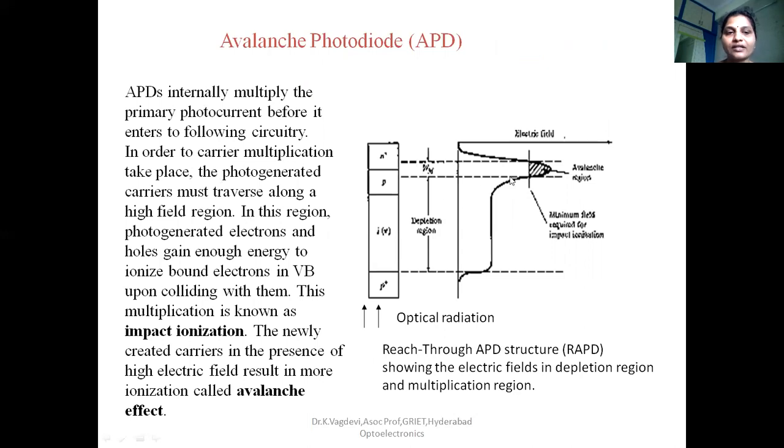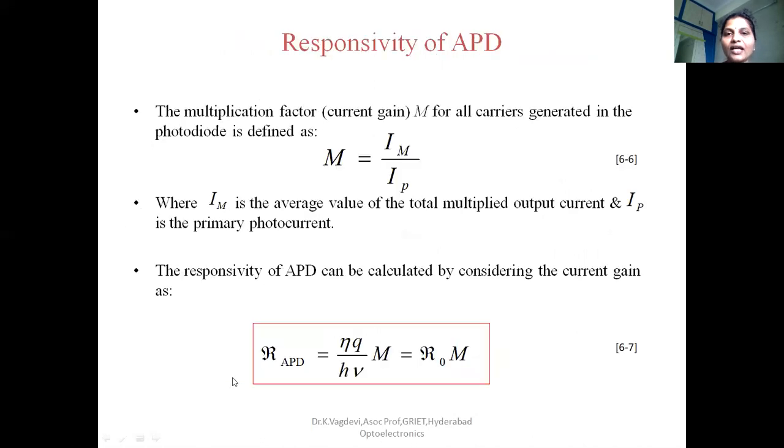In order for carrier multiplication to take place, the photo-generated carriers must travel along a high field region. In this high field region, photo-generated electrons and holes gain enough energy to ionize bound electrons in the valence band upon colliding with them. This multiplication is known as impact ionization, and the newly created carriers in the presence of the high electric field result in more ionization, called the avalanche effect.